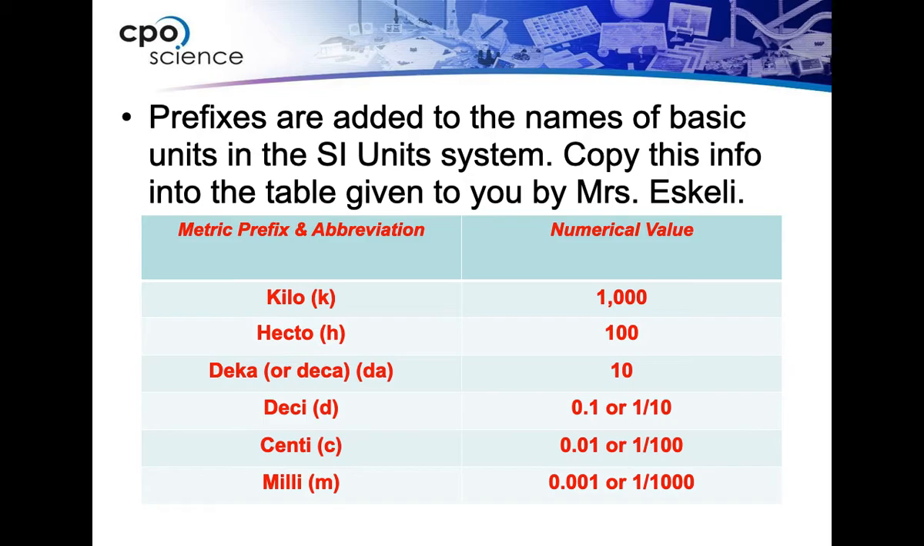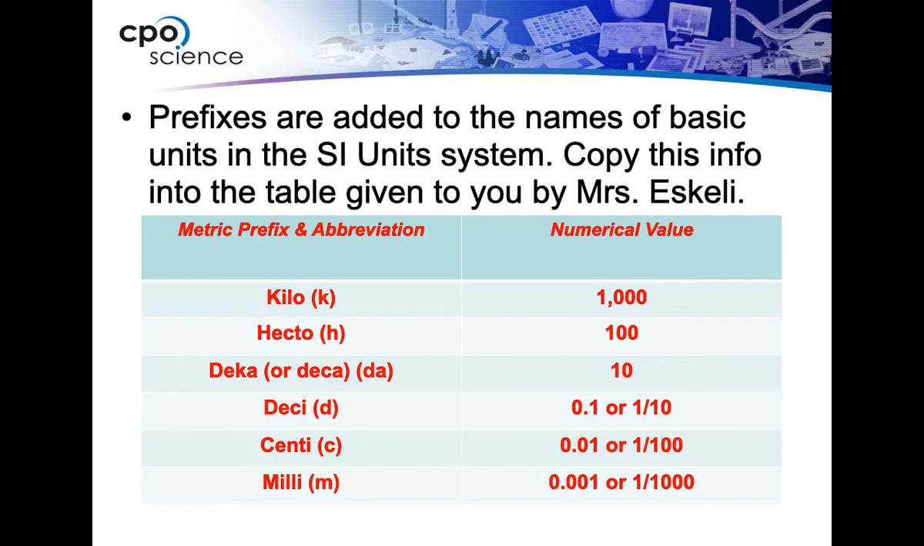So for example, a kilo, abbreviated K, means 1,000. So you guys should be putting this in the chart here. So what that means is if you have a kilometer, you have 1,000 meters. A hecto, H, means 100. So if you have a hectometer, you have 100 meters. Now deca can be spelled either way depending upon what root word you're coming off of, but it's abbreviated DA. So a decameter, DAM, is 10 meters.